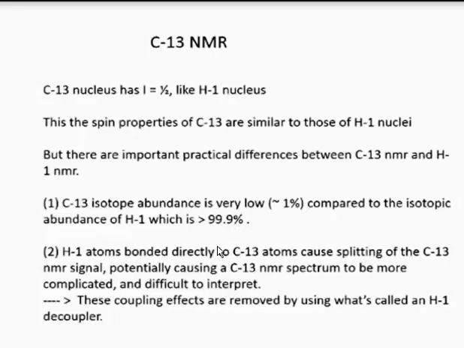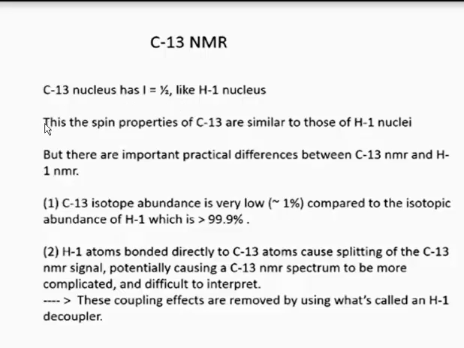I now want to discuss carbon-13 NMR. C13 NMR is similar to proton NMR, but there are some important practical differences. The C13 nucleus is like the proton, the H1 nucleus, in that its magnetic quantum number I is 1/2. This means that, like a proton, the C13 nucleus spins in two possible directions, and consequently it produces NMR signals analogous to proton NMR signals.